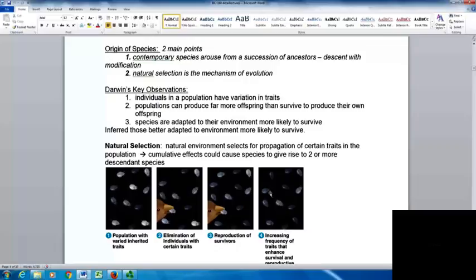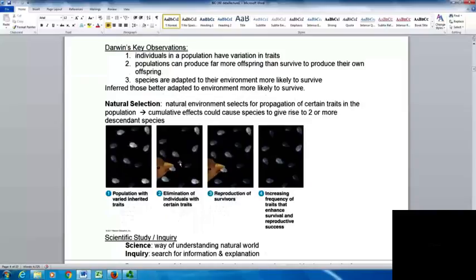The cumulative effects of this could cause species to give rise to two or more descendant species in the future. So here is an example looking at some insects that are varying colors of gray. You've got light gray ones, dark gray ones, and their habitat is dark colored here. So the bird that comes along is able to see the lighter colored ones easier. He's going to eat those first. They're easier to pick off. What's going to happen is the darker ones are going to survive better, and they're going to go on to reproduce. So over time you would see an increased frequency of the darker traits, which enhances the survival rate and gives a greater reproductive success.